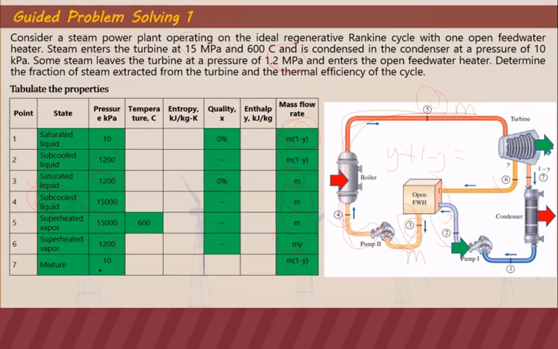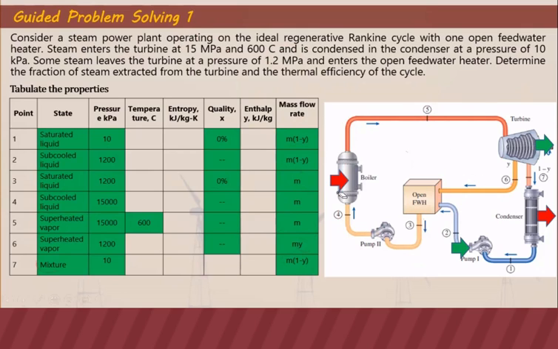And finally, at point 7, this is at the exit of the turbine at the condenser, and it is considered to be a mixture now. So the pressure is 10 kilopascal since this is the same line without pump. So that is how you determine the different known quantities from the diagram and from the given problem.